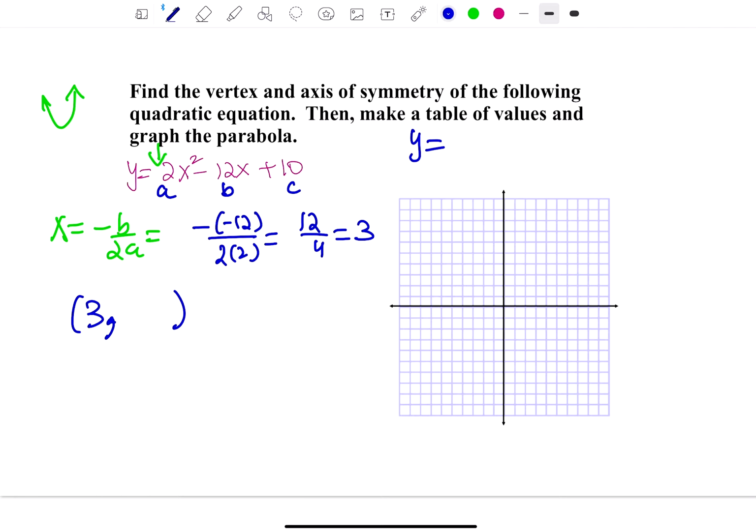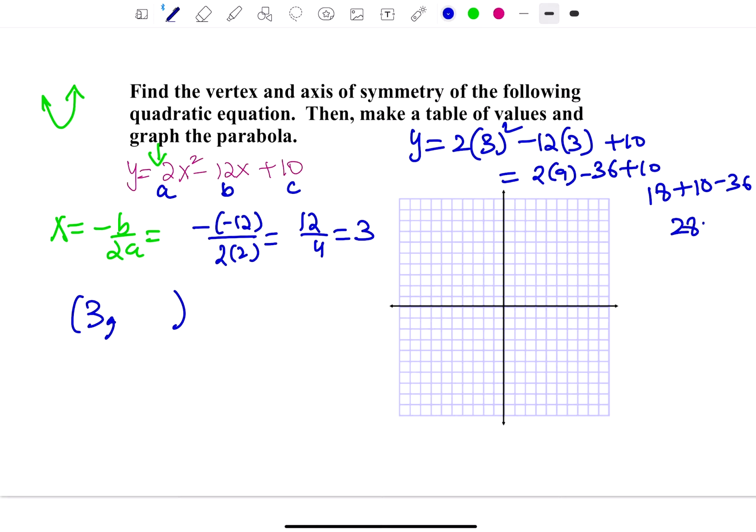To find the corresponding y coordinate, we're going to replace x by 3 in the original equation and simplify. 2 times 9 minus 12 times 3 plus 10. So that turns out to be 9 times 2 is 18, 18 plus 10 minus 36, 28 minus 36, which turns out to be negative 8. So my vertex in this case is x is 3, y is negative 8. 1, 2, 3, 5, 6, 7, 8. So that's where my vertex will be marked. x is 3, y is negative 8.